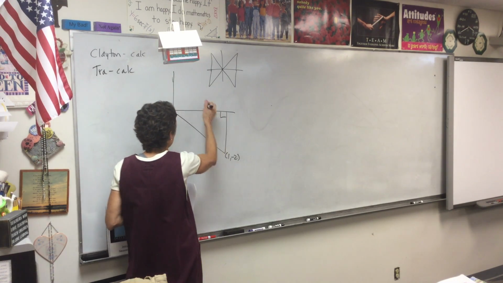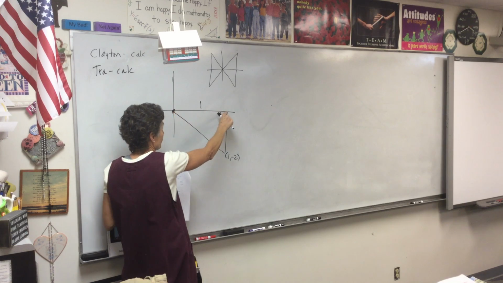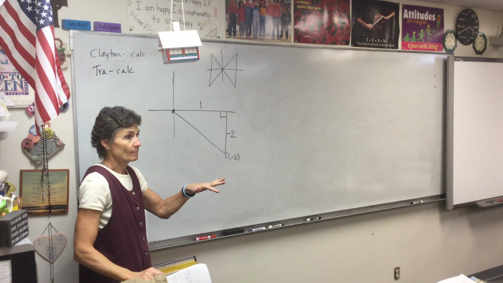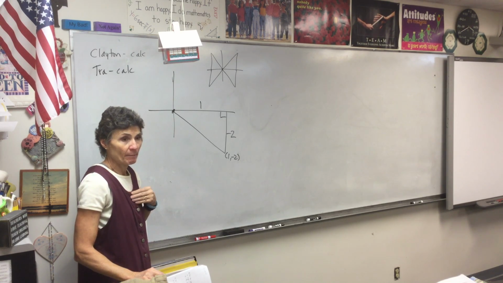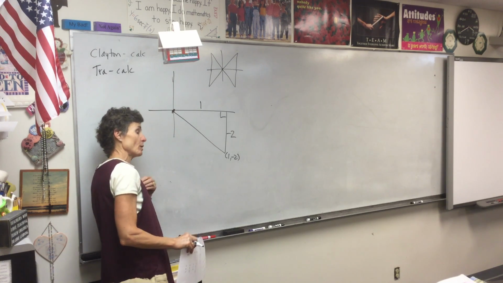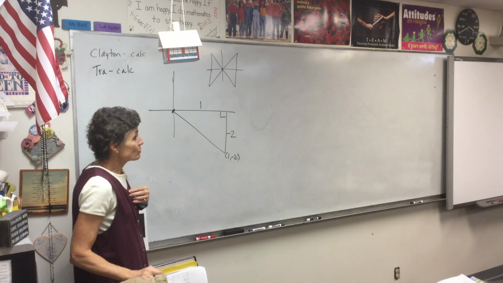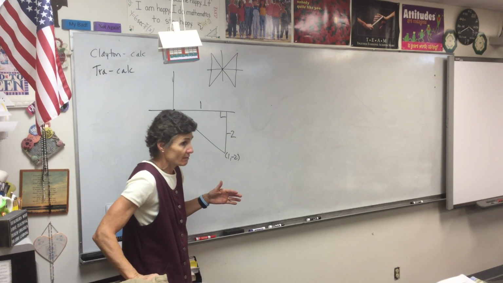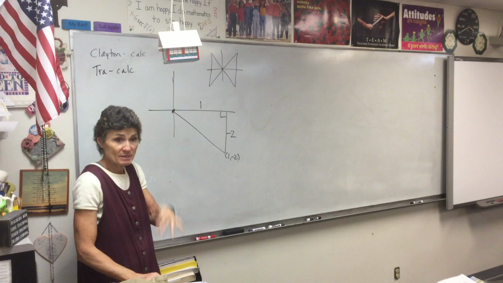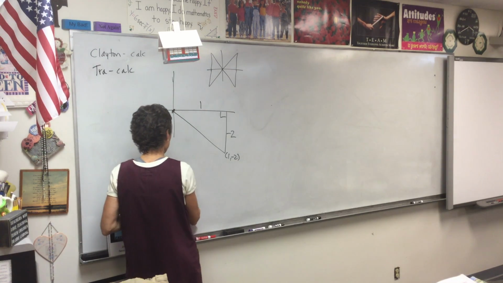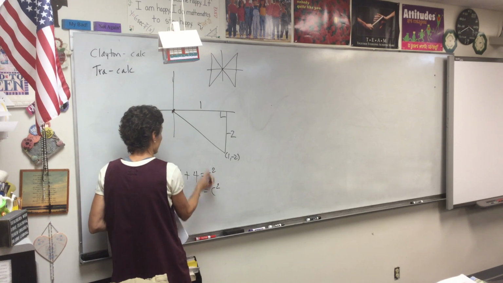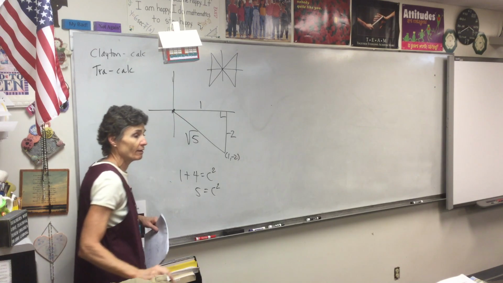Now, in problem B, I am told this is the point 1, -2. That means I'm going over 1 from the origin and down 2. So there are the sides of my triangle. How will I find the missing side, the hypotenuse? I'll do the Pythagorean theorem. Now remember, it's a squared plus b squared equals c squared. When you start squaring, everything's going to be positive. Do not put any negatives in the Pythagorean theorem, okay? So 1 squared plus 2 squared equals c squared. So c squared equals 5, and this is the square root of 5.